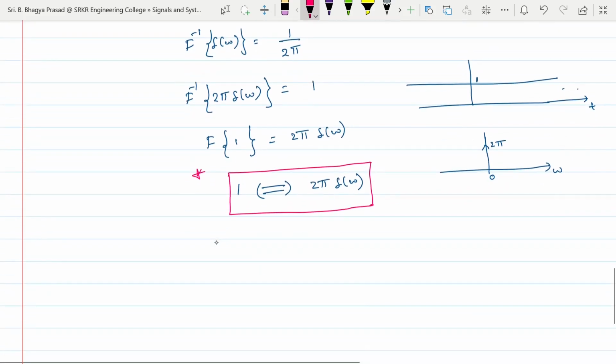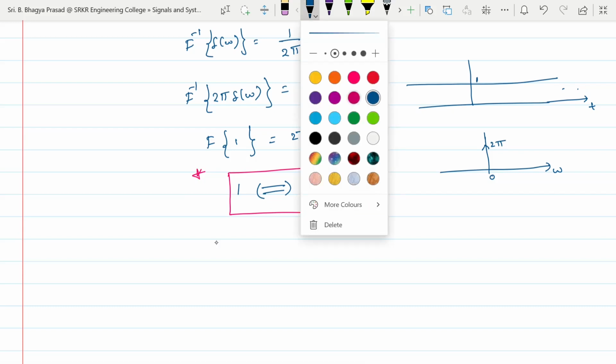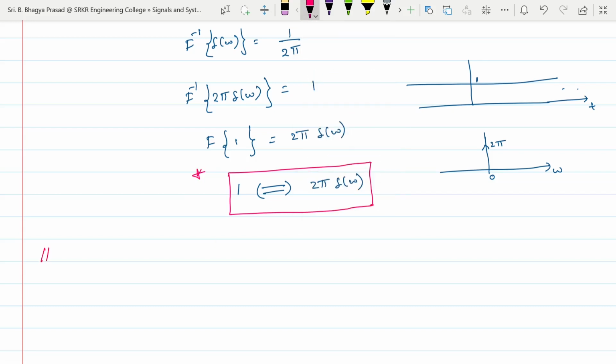So now let us see the properties of the Fourier transform. Why I am directly going for the properties: by using the properties of the Fourier transform we can solve a lot of problems. Starting from linearity, we will discuss around 10 properties, and with the help of such properties, let us go for solving the problems.